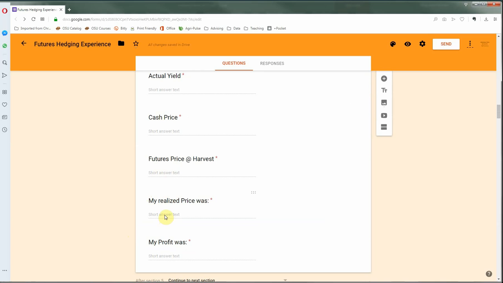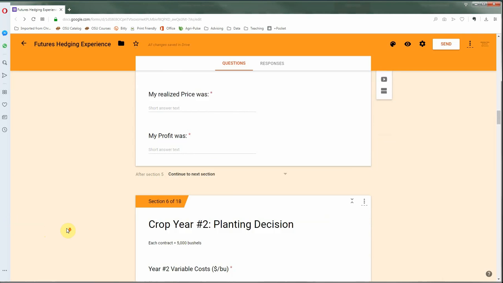And then for this first crop year, I have them calculate the realized price and the profit. Based on all the info, now that we know everything, I have them take a moment and calculate that. This takes a while. I'd like to speed it up even more than what I've done with my tabulation sheet, but I do want the students to actually go through the process of making those calculations to reinforce some of the concepts that we've covered in class. So that's the end of crop year 1, and then essentially this form just repeats.